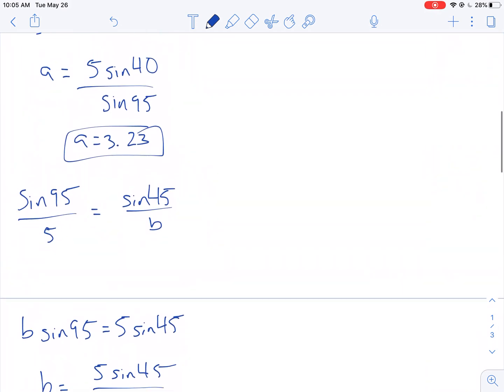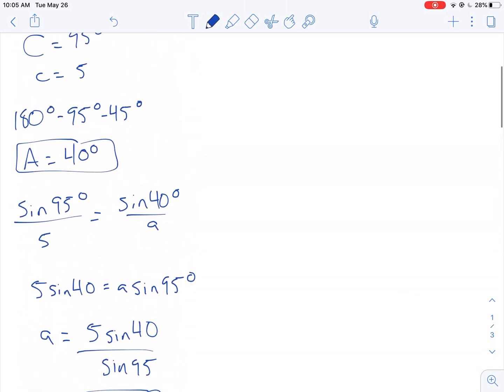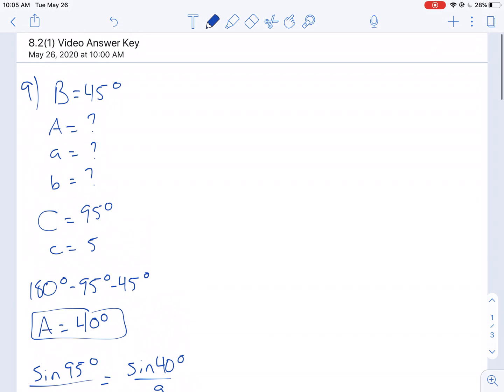A is smaller than B, which makes sense because the angle A is smaller than the angle B, and then C is the largest side at 5 with the largest angle, so everything there checks out. So that's what you're doing through 9 through 20.